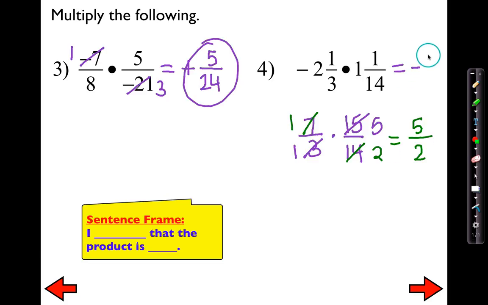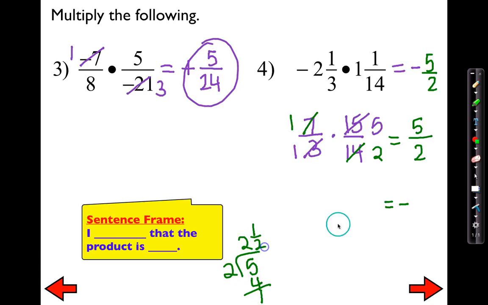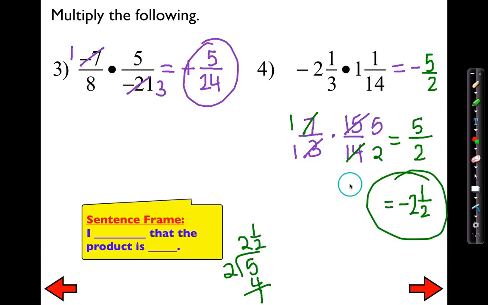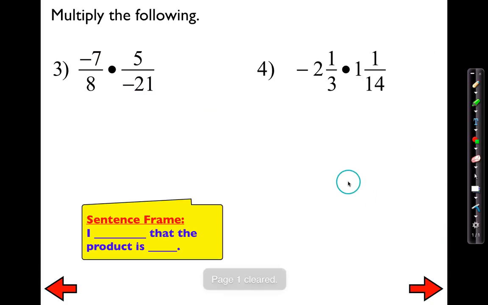Note here, I already said that my answer was going to be negative, so I'm going to put that up there. But wait. Do you think I can leave my answer like this? The answer is no. You're going to have to turn it into a mixed number. So again, just reminding myself the answer is going to be negative. Don't want to lose sight of that. I'm going to go ahead and do 5 divided by 2, which goes in 2 times with a remainder of 1. So it's 2 and 1/2. No, I already put my negative, so my answer is negative 2 and 1/2. So hopefully you got that one right.